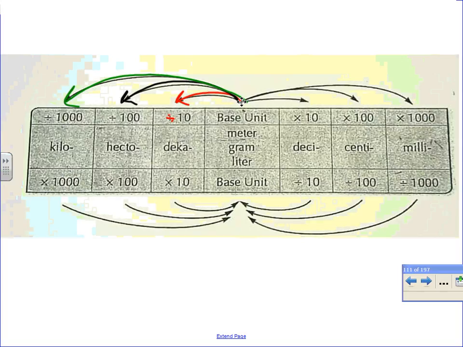Okay, so let's go over here to this side. This arrow tells you to get from meter to decimeter, multiply by 10. This arrow, to go from meter to centimeter, you multiply by 100. Third arrow, to go from meter, gram, or liter to millimeter, you take your meter times 1,000. Okay, so those are your top conversions.